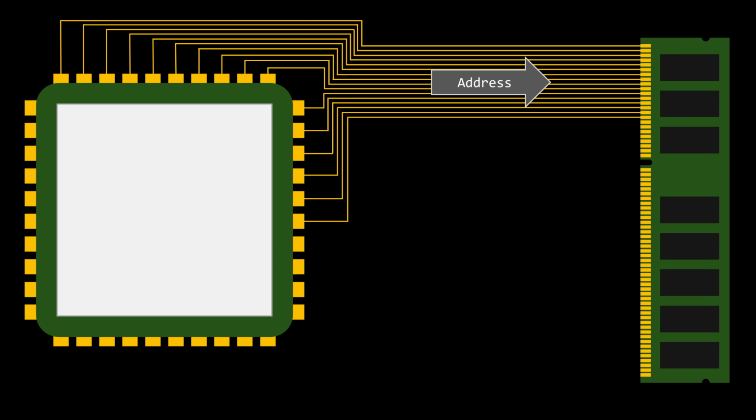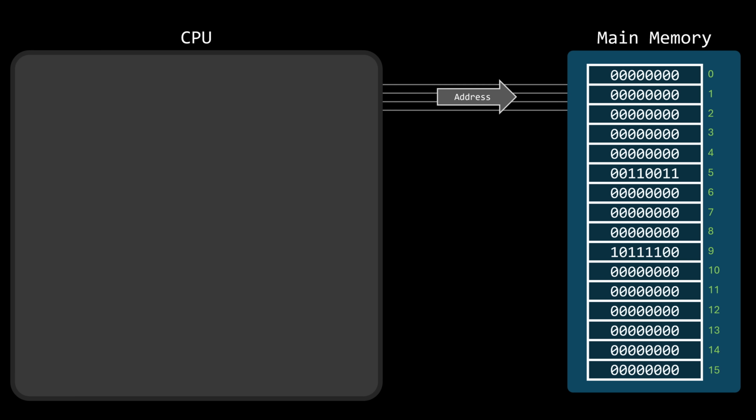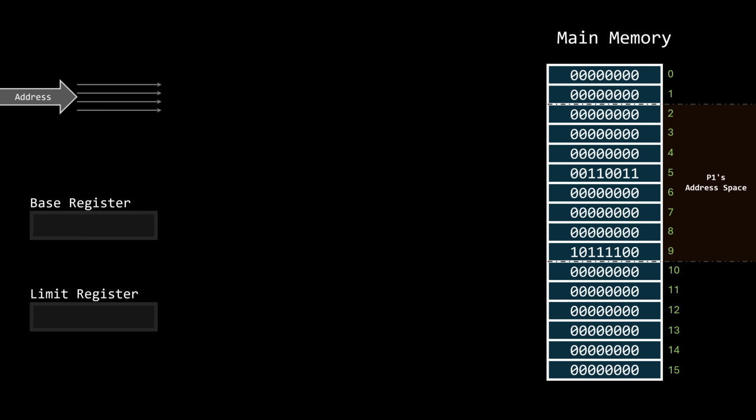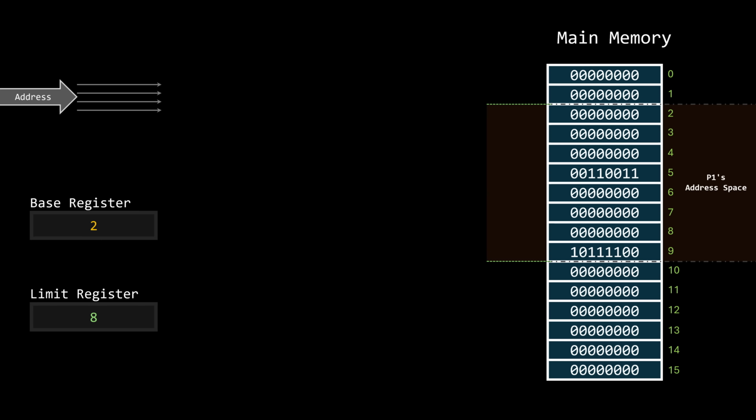Now, I don't want to draw a million wires, so I'll use the simpler architecture I usually show here in the channel. There's little to no use for general-purpose components in this context. We'll use two special registers to enforce memory boundaries. The base register points to the smallest legal physical memory address of the process. The limit register defines the size of the addressable range for that process. With these registers, we can check whether any address a process tries to access falls within its own address space.